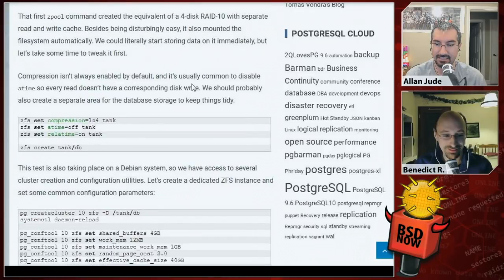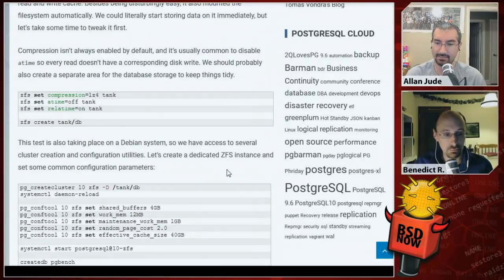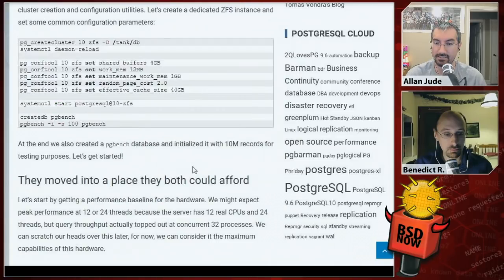Yes, it's a default. And then ZFS tuning: he set compression on, atime off, and a Linux-specific relative atime feature on. And then he configures Postgres, setting the shared buffer size to 4 gigs, the work memory to 12 megs, maintenance work memory to 1 gig, etc. And the cache size to 40 gigs. And then he ran the Postgres benchmarks.